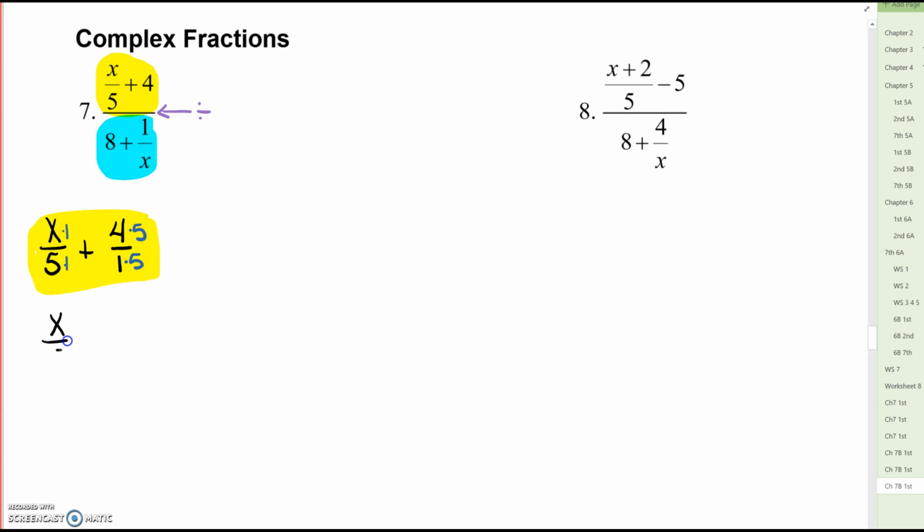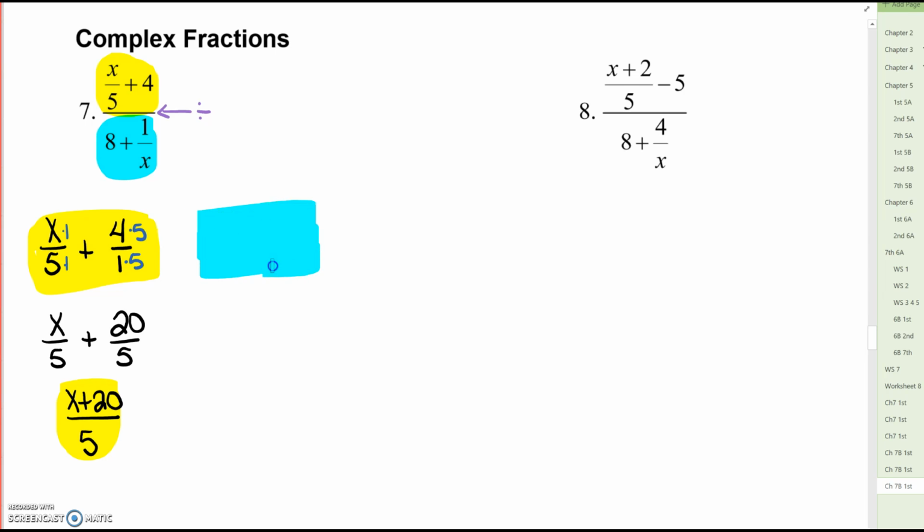So we have x over 5 plus, what is 4 times 5? 20 over 5. We can now add those together and have x plus 20 over 5. So the simplified top of our complex fraction is x plus 20 over 5. Let's now do the same thing with the blue, and hopefully my brain will work properly this whole time.